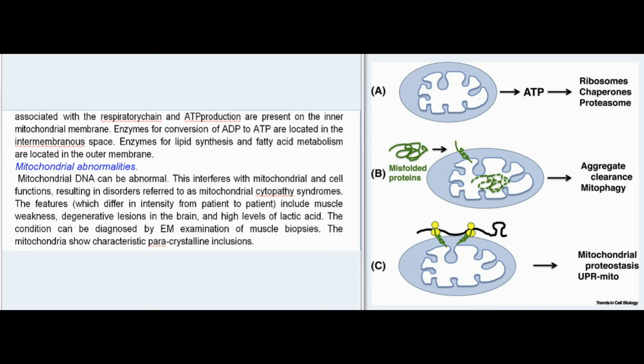Mitochondrial abnormalities. Mitochondrial DNA can be abnormal. This interferes with mitochondrial and cell functions, resulting in disorders referred to as mitochondrial cytopathy syndromes. The features, which differ in intensity from patient to patient, include muscle weakness, degenerative lesions in the brain, and high levels of lactic acid. The condition can be diagnosed by examination of muscle biopsies. The mitochondria show characteristic paracrystalline inclusions.